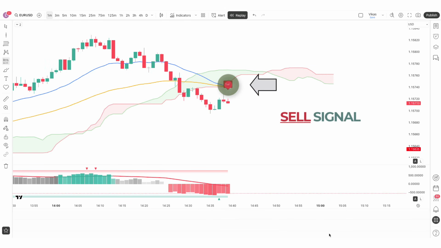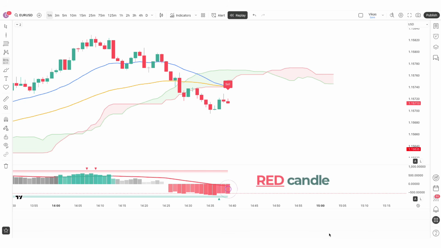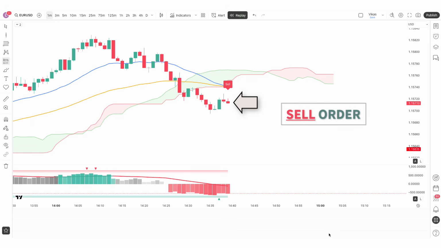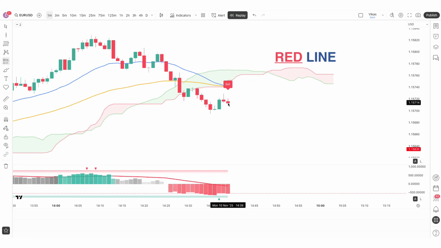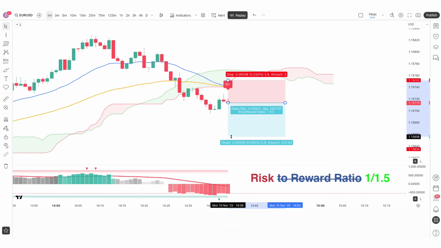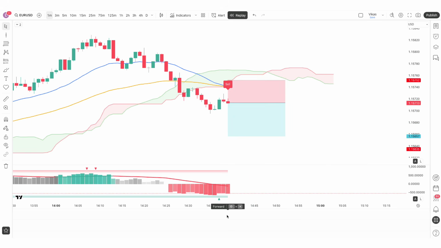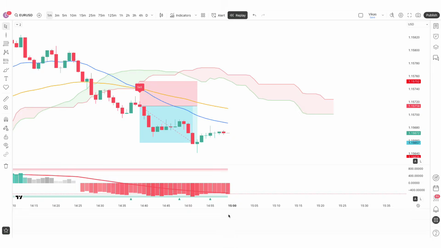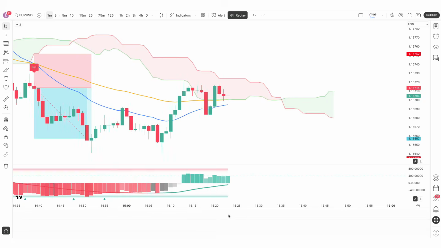Here the multi-confluence signal system indicator gives us a sell signal. Here the standardized PSAR oscillator has a red candle. Here the market has made a bearish candle to give confirmation. So all our conditions are being fulfilled, so we are placing an order to sell. Our stop loss should be at the red line, and the risk to reward ratio will be 1:1.5. Let's see what happens to our trade. We have won this trade. Let's find the next trade.